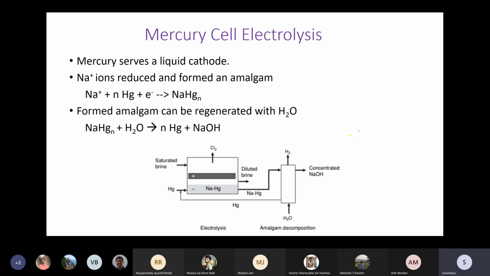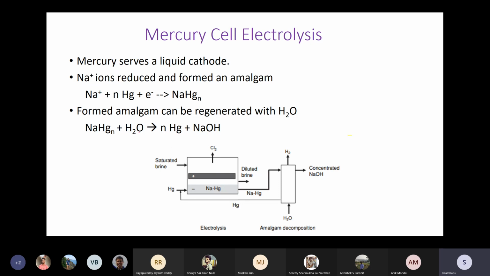So what is the mercury cell electrolysis process? In the mercury cell process, mercury acts as a liquid cathode. So here we have mercury acting as the cathode, and we will have to place an anode here. And for the electrolysis process, we always need to give an external power supply.